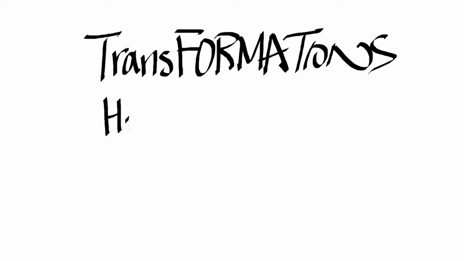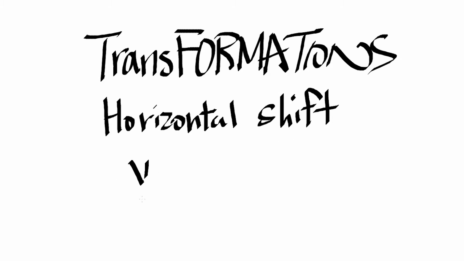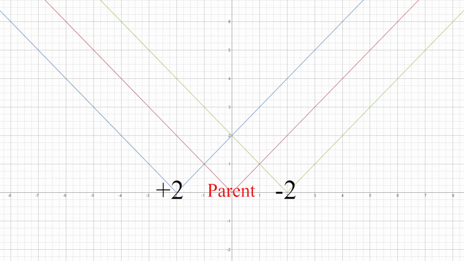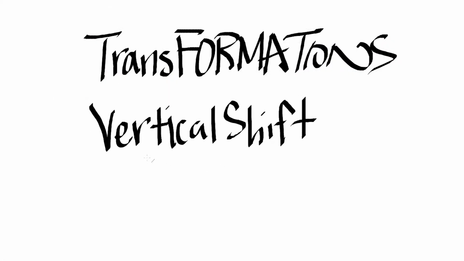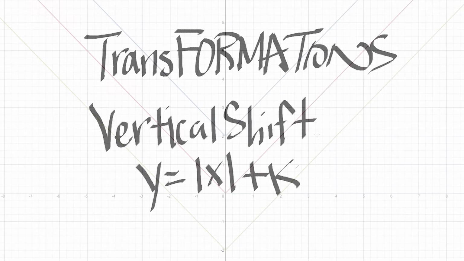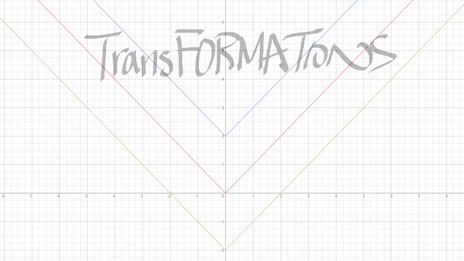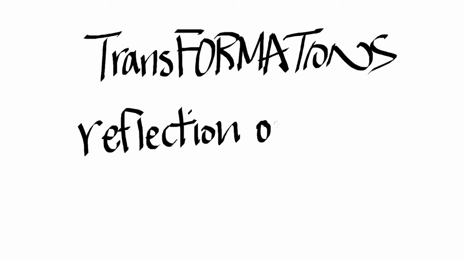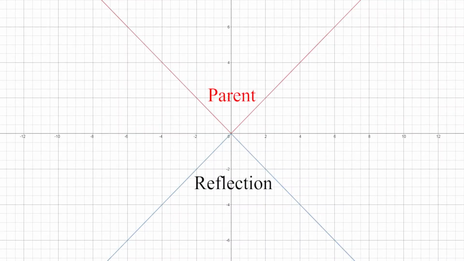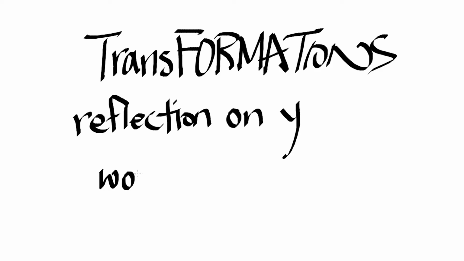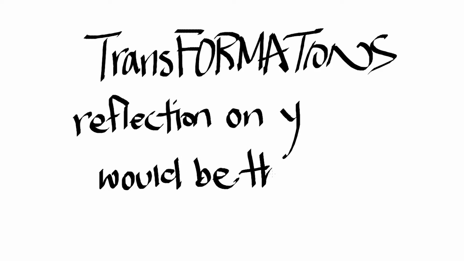Transformations. Horizontal shifts, y equals the absolute value of x minus h. Vertical shifts, y equals the absolute value of x plus k. Reflection across the x-axis, y equals negative absolute value of x. Reflection across the y-axis, y equals the absolute value of negative x, which is basically the same as f of x equals f of negative x, which is an even function, which is the parent function.